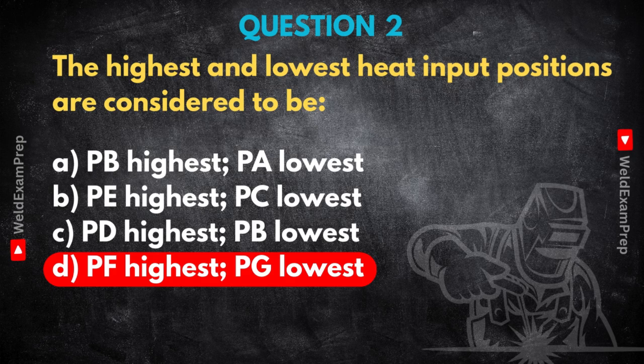Result: higher heat input. Conversely, vertical down, PG, gravity is actually helping you. It pulls the filler metal down. So you can move faster. Much faster, usually. Less arc time per inch of weld means lower heat input. It's quite a difference.